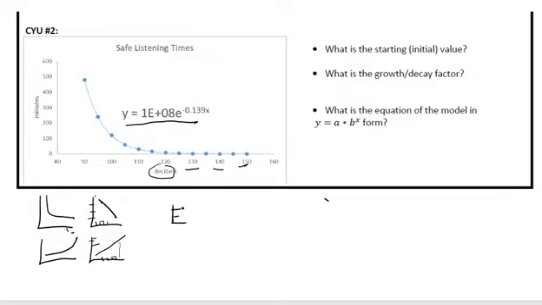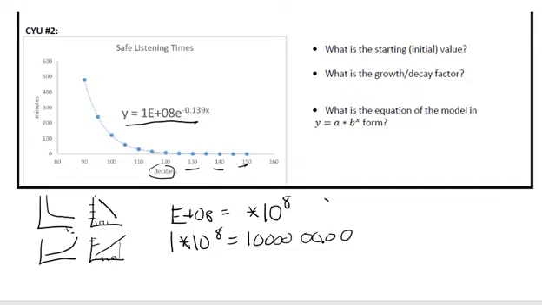E plus 0.8. That means the same thing as times 10 raised to the 8th power. So this is 1 times 10 raised to the 8th power. So the only thing you would do here is move the decimal, which is right here, right? 8 places. So it's 1 followed by 8 zeros. $100 million. That's the starting value.